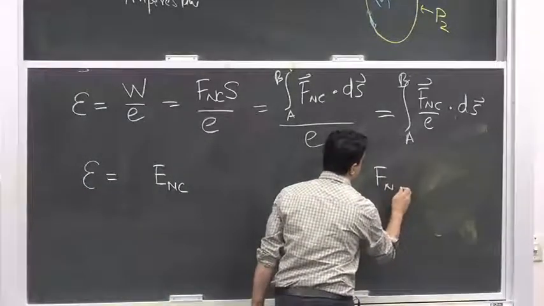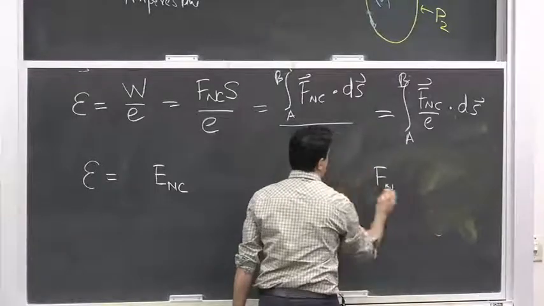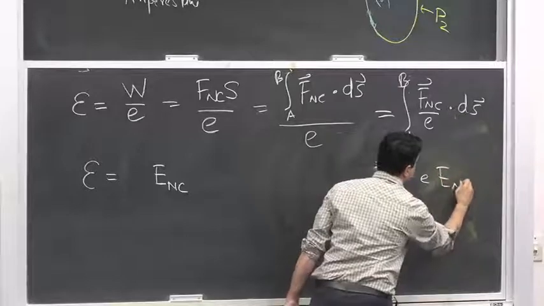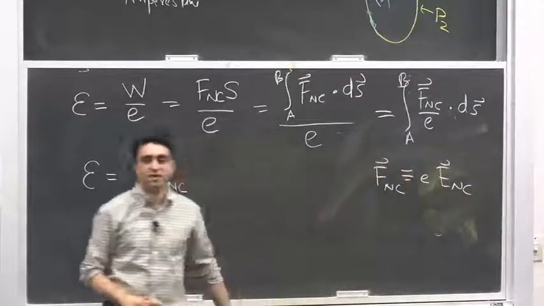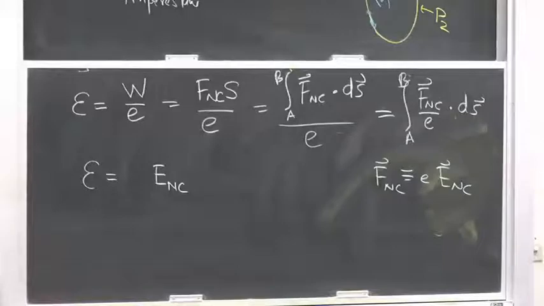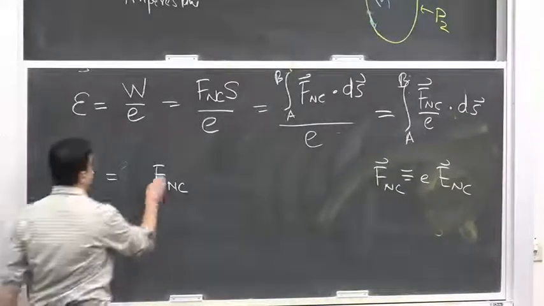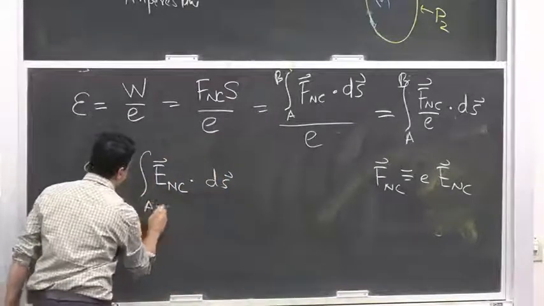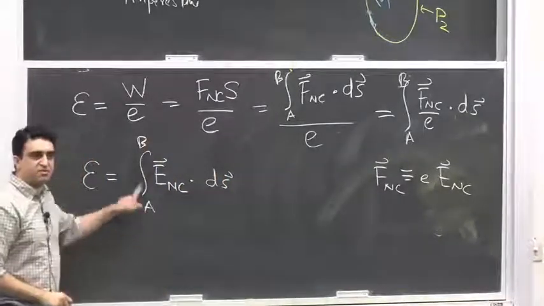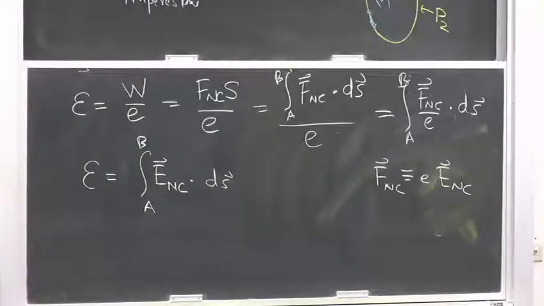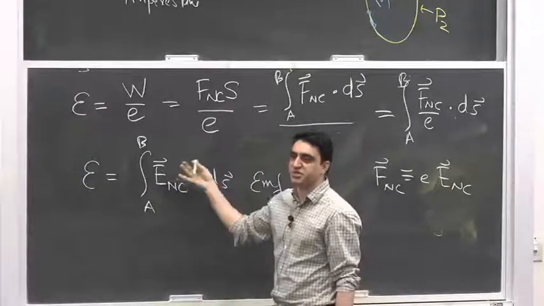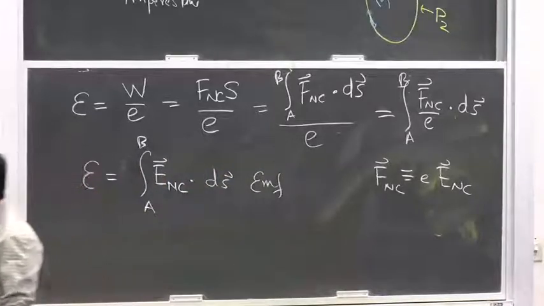So the definition is that F non-Coulombic per charge is equal to E non-Coulombic. That's how we define the non-Coulombic electric field. So that's a non-Coulombic electric field dotted with ds from A to B, where A is the positive terminal of the battery and B is the negative terminal. So that's how an EMF is defined. We already had defined it, but I have made it into an integral form just to make things a bit more clear.